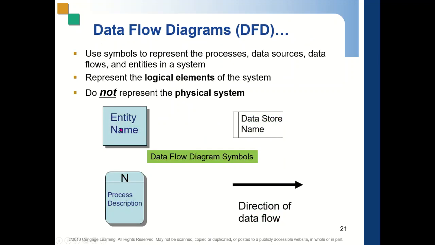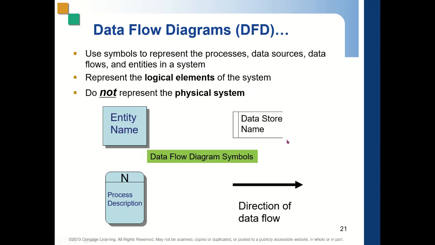Okay, you can also talk about what's called a data flow diagram, which uses symbols to represent processes, data sources, data flows, and entities in the system. And here are the kind of diagrams that you would be using when using a DFD to represent the logical elements, not the physical, but the logical elements of your system. So to represent an entity, you would use a box like that, and in the box you write the entity name.